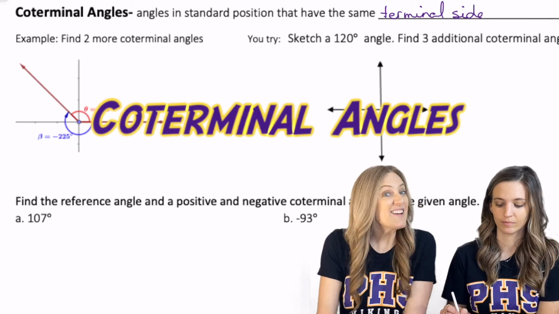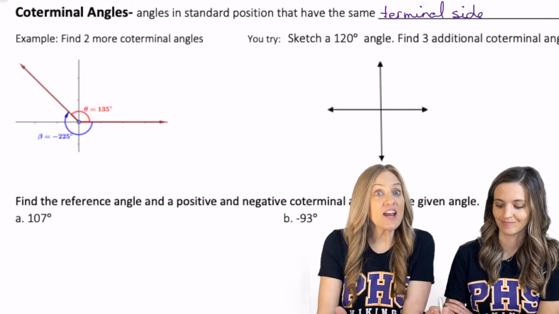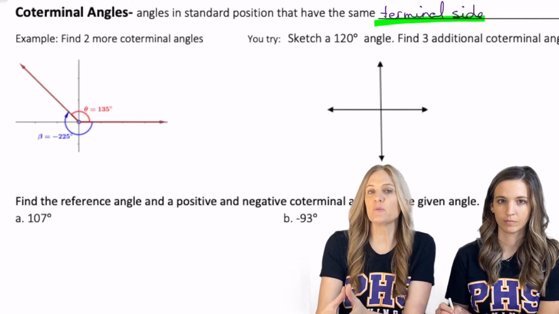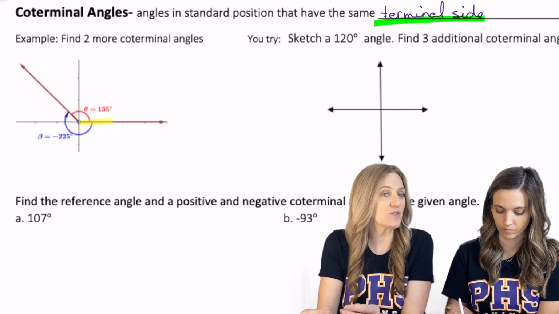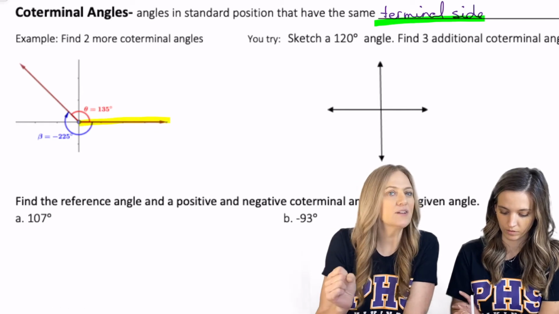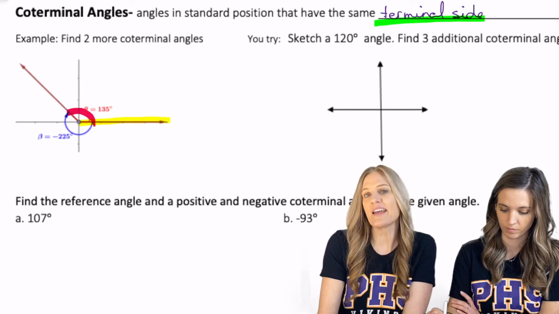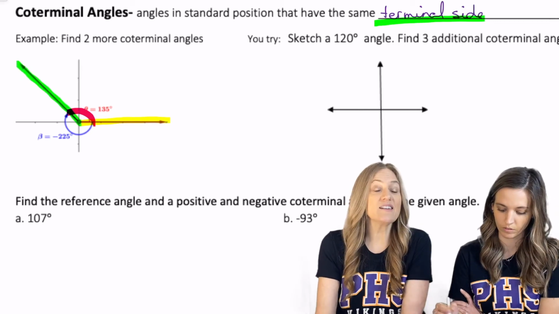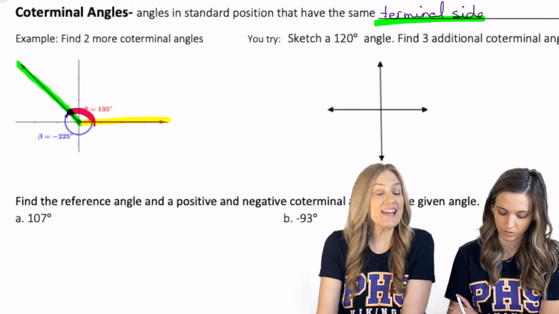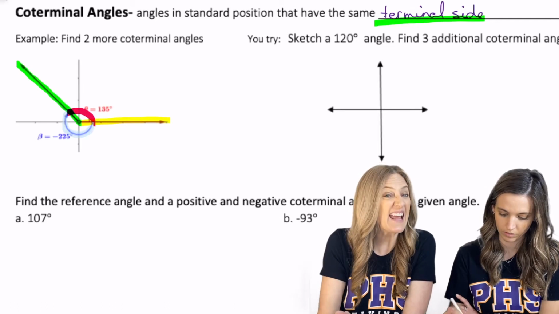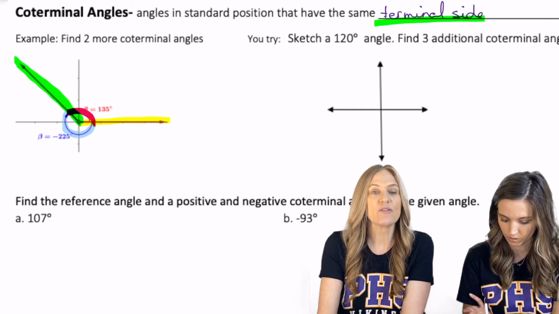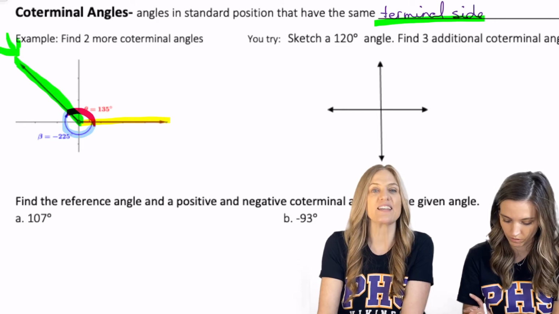Coterminal angles. Angles in standard position that share the same terminal side. In our first example, we see a measure of an angle, 135 degrees in the positive direction. The terminal side is in quadrant 2. But we also see another angle shown in the negative direction that has the same terminal side, negative 225. Those are coterminal because they share the terminal side.